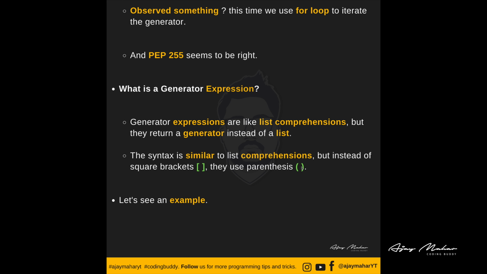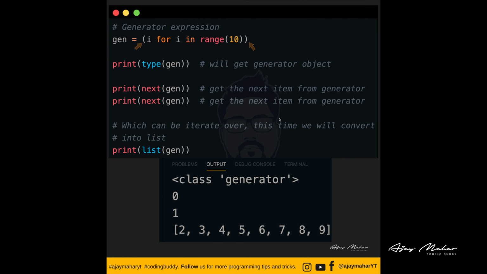Alright, so now let's see an example. This is a simple example. This gen variable will get the generator object from this expression. If this is a generator object, we can call the next method, right? So we are calling the next method, providing the generator object. It is printing 0. Calling the next function again with the generator object, now it's printing 1.